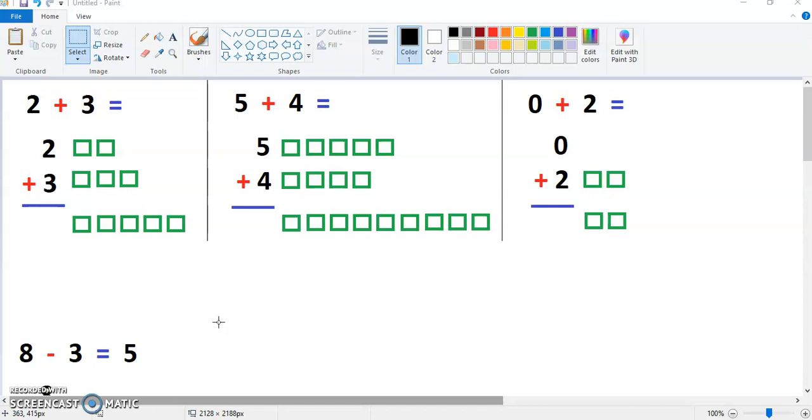We know already how to subtract 1, how to subtract 2, how to subtract 3, how to subtract 4, and now we're going to be talking about vertical subtraction. Horizontal is side to side, vertical is top to bottom.